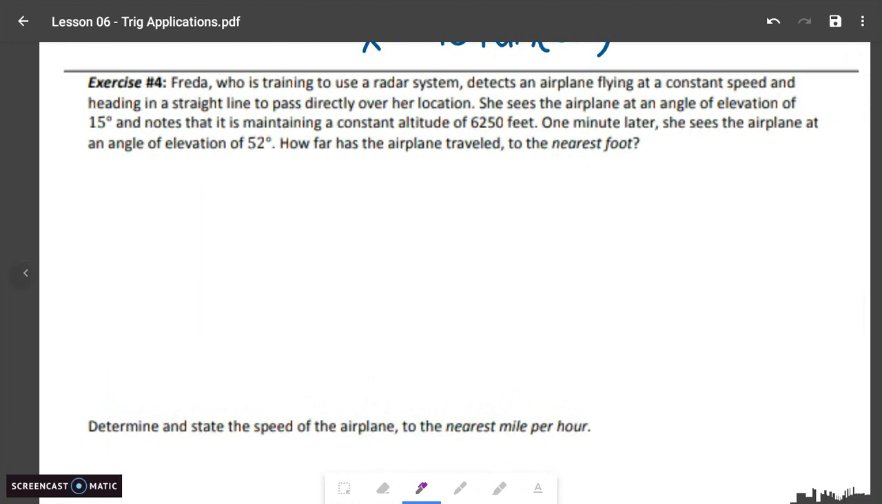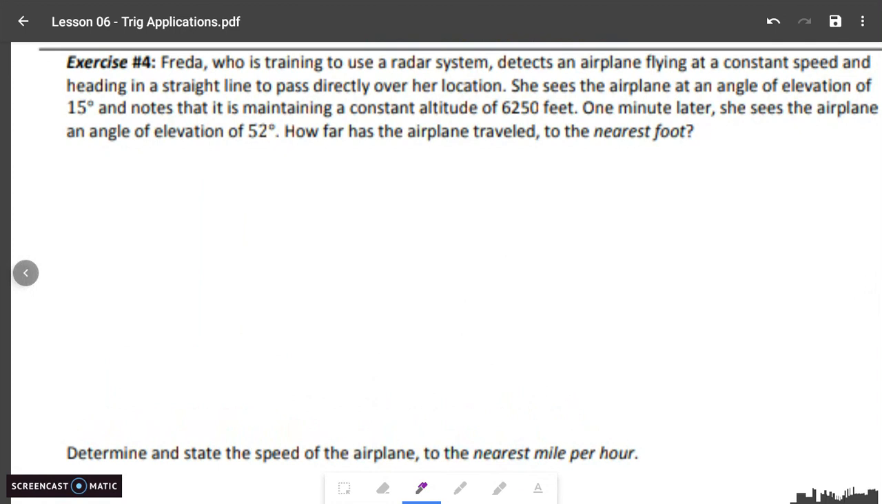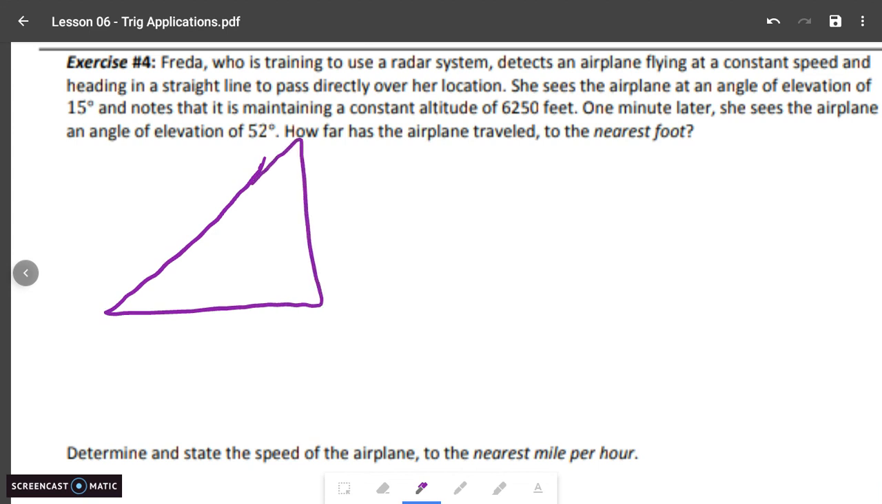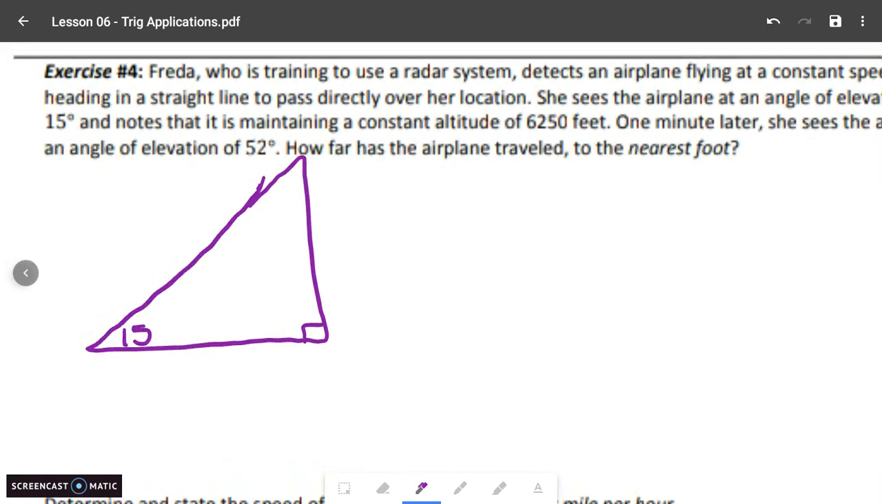So there's no picture for us here, meaning we have to make our own, or you don't have to, but I would strongly recommend trying to make a picture here. So I'm going to draw in that first picture. So we have 15 degrees as our angle of elevation, and we were also told that it had a constant altitude. Remember, altitude's another word for height, of 6,250 feet.